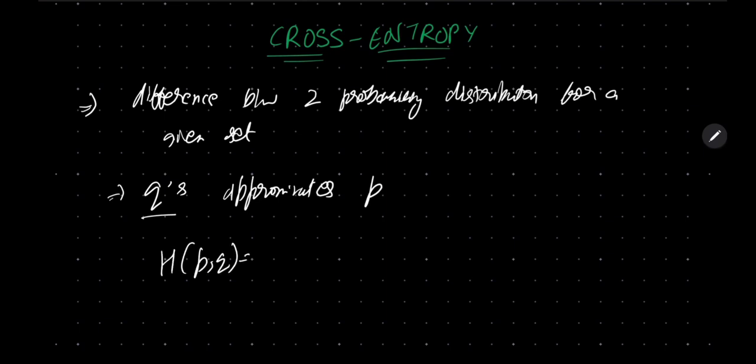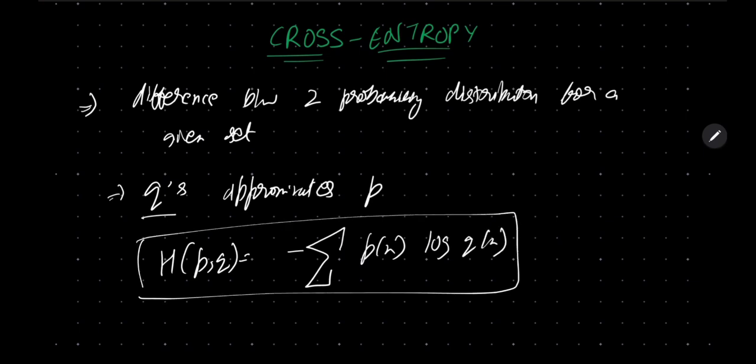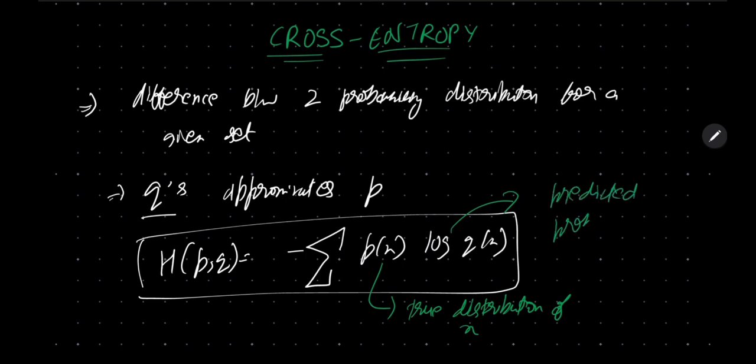We have a simple formula for that, which is the sum of the whole, the P(x), the true probability of an event, and the log of Q(x). Now I think most of you will be wondering why this log. I'll explain. So what is P(x)? True distribution of x. And then you have the predicted probability.